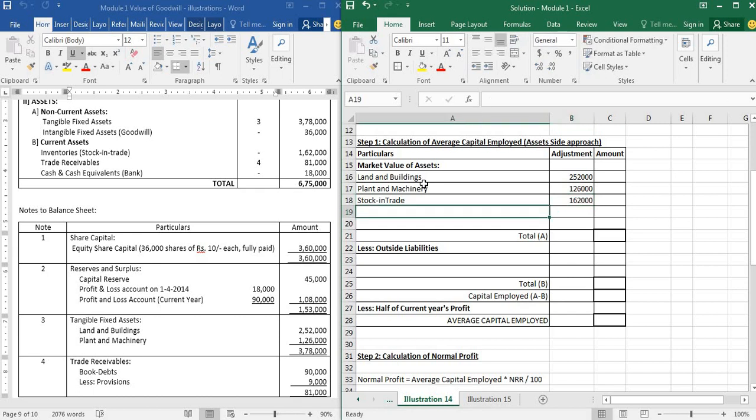Then after that we have trade receivables. We have a working note for that. We'll directly take book debts, which means we'll take debtors. Book debts are 90,000 minus 9,000. That will be 81,000. Then we have bank, 18,000. Do the total.